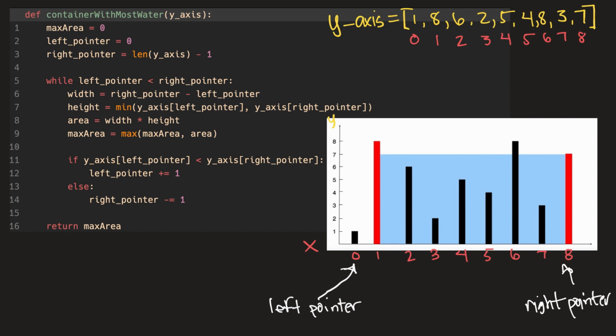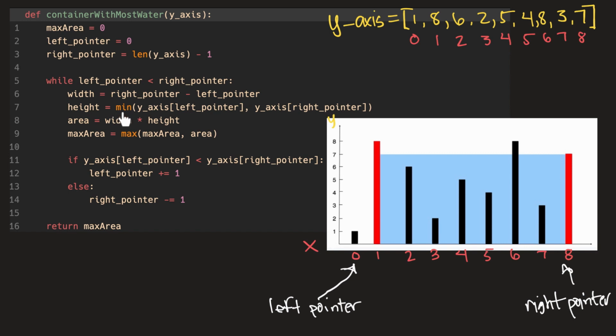And for the height, we're going to get the minimum for the value that is at each pointer. So our right pointer points to index 8, and index 8 points to the value 7 for our y-axis, or for our height. So that means that this bar is going to have a height of 7. And then for our left one, the left pointer index resolves to the value on the y-axis 1. So the left pointer's bar is only going to have a height of 1.